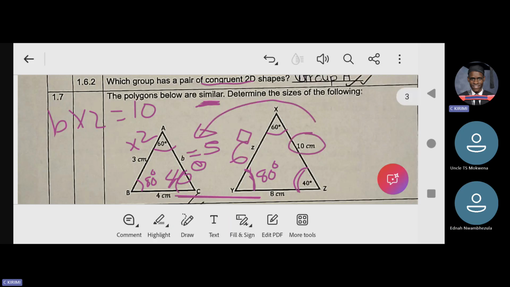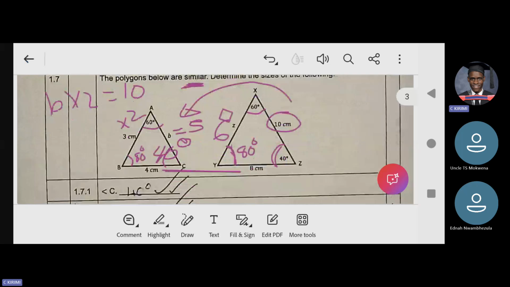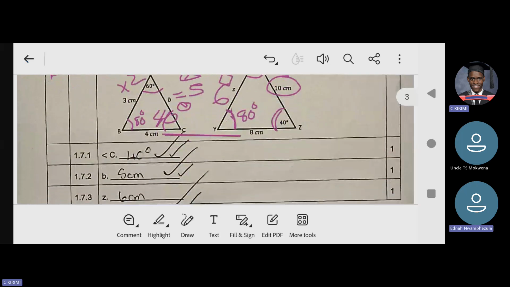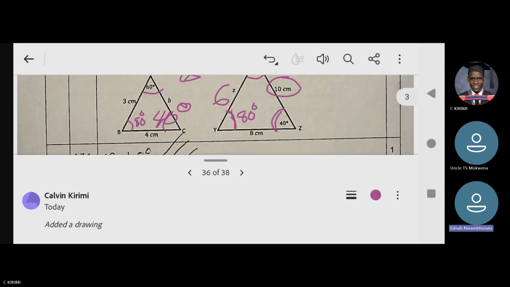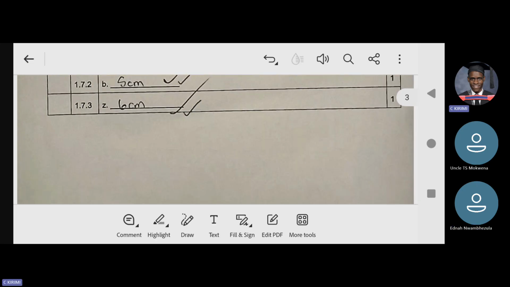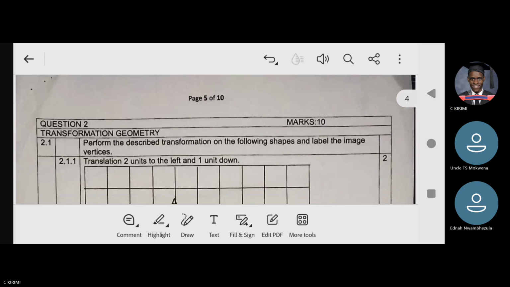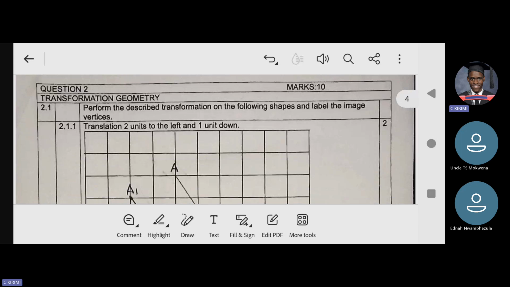Any question about how we calculated these values? That B is 5, Z is 6. Any question? No. All right. So if there's no question, let's move on. Now we are going to question number 2.